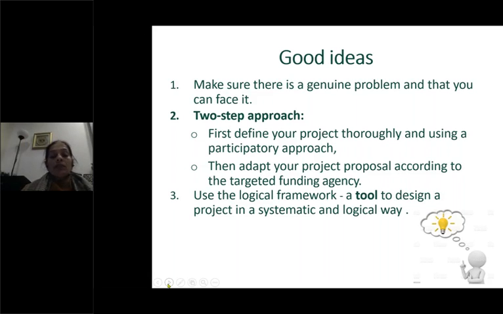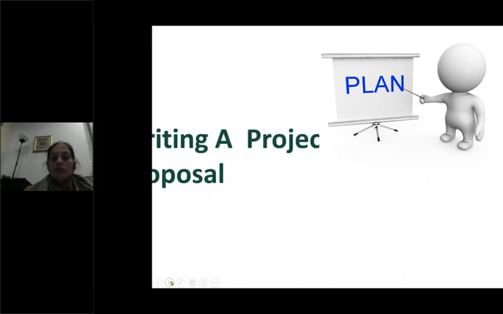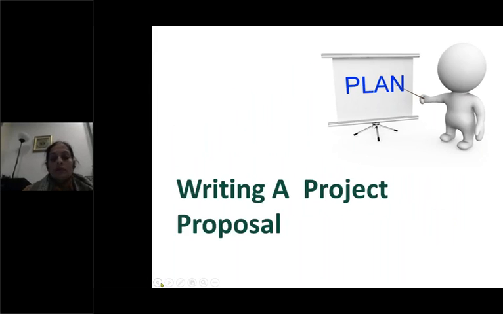And then it's a two-step process. First, define your project thoroughly using a participatory approach. Participatory approach means you discuss with your peers, your students, and some experts, and you brainstorm the ideas, and then you decide, yes, I need to work on this. Then adapt your project proposal according to the targeted funding agency.